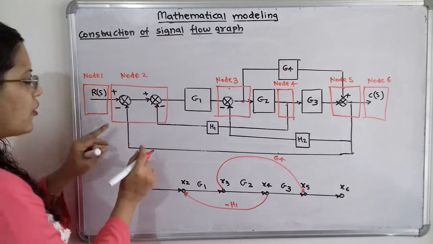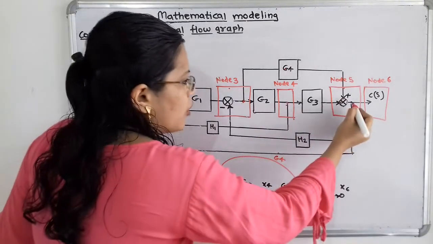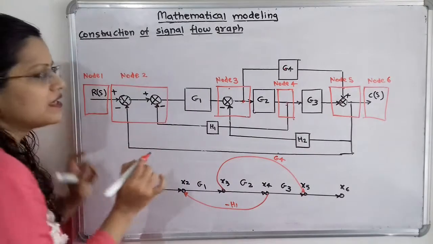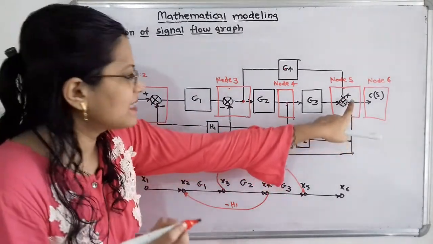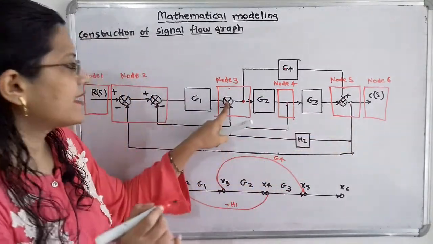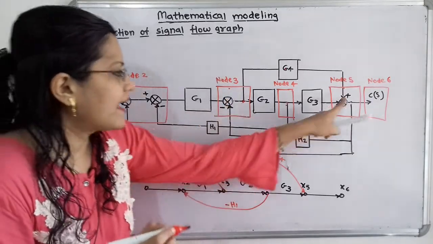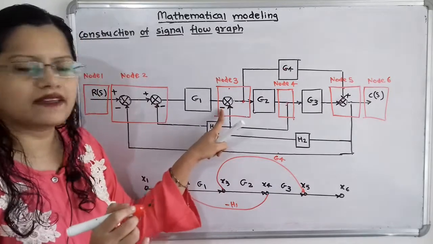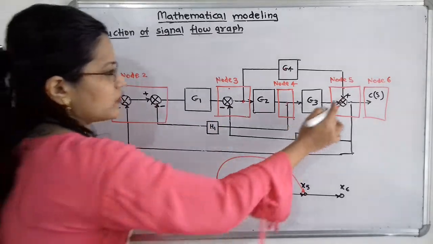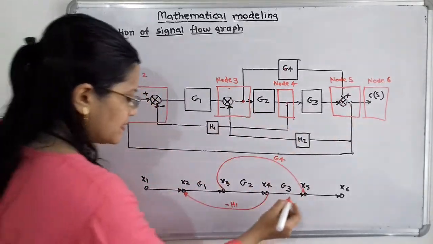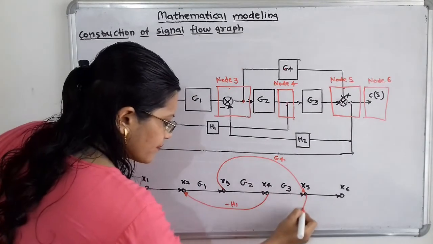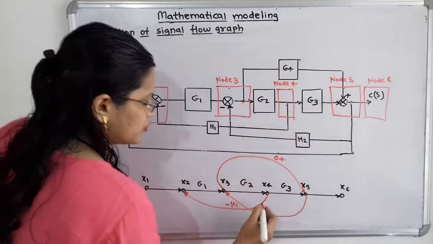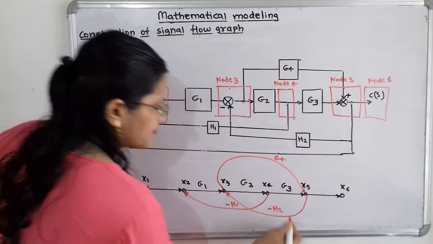Again if we observe, from this node 5 there are two feedback paths. Now from this node 5, that means x5 to x3, that is at node 3. x5 to x3 we have to take minus h2 because here minus sign is given. So we have to write x5 to x3, and minus h2, that we have to take.